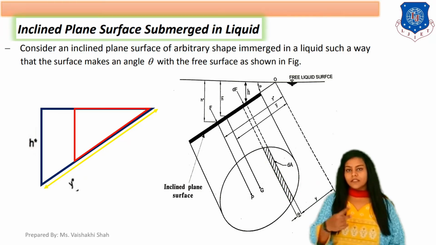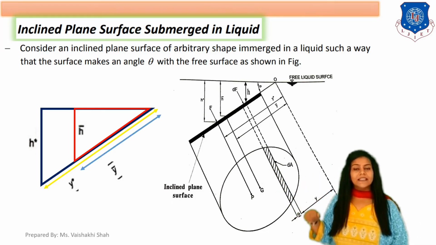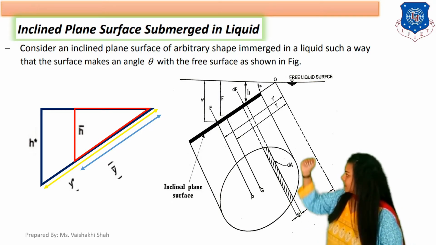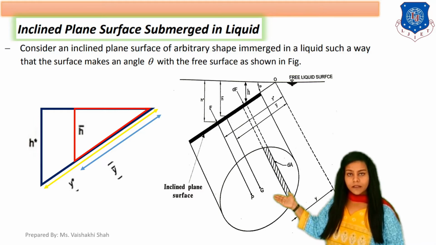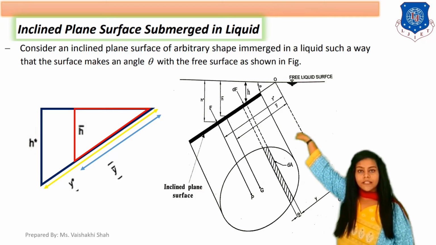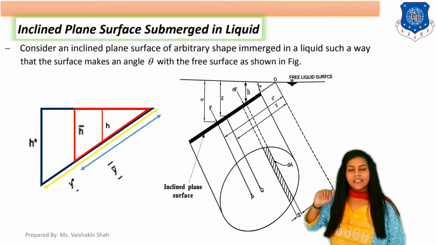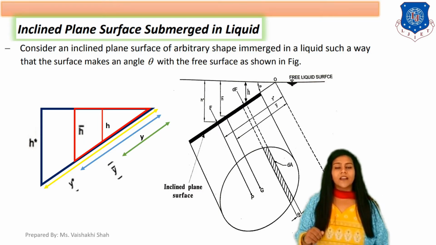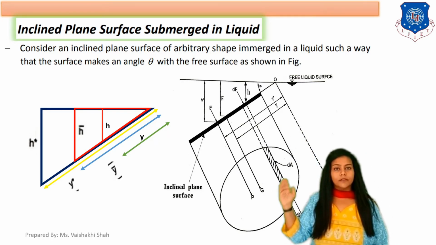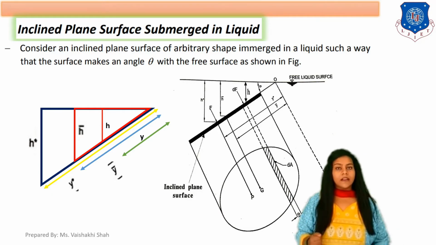In the same way, for the second triangle, the vertical distance is h bar and the inclined length is y bar. If you apply the equation for sin theta, then sin theta equals h bar upon y bar. Clearly it is shown in your diagram that theta is the angle. Now this is the third triangle, where the vertical length is h and the inclined length is y. If we apply the equation for sin theta here, then sin theta equals h upon y. Clear? These equations for sin theta we will use in our remaining derivation.